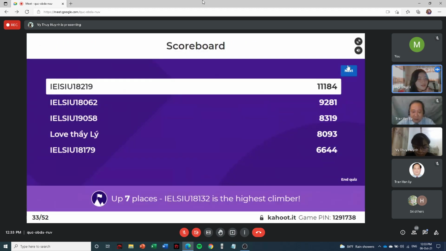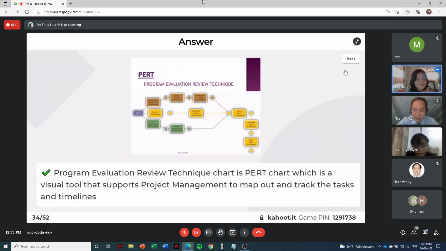Let's see who got it right. Okay. Yeah, it is PERT chart. It's just the full version of PERT. PERT is the abbreviation of Program Evaluation Review Technique. So it is a chart that can also be known as a visual tool that supports project management to map out and track the tasks and timelines.